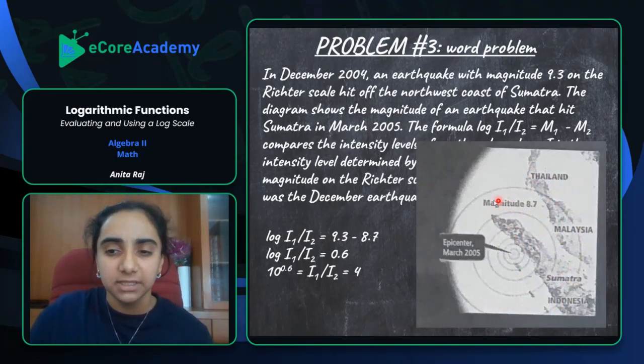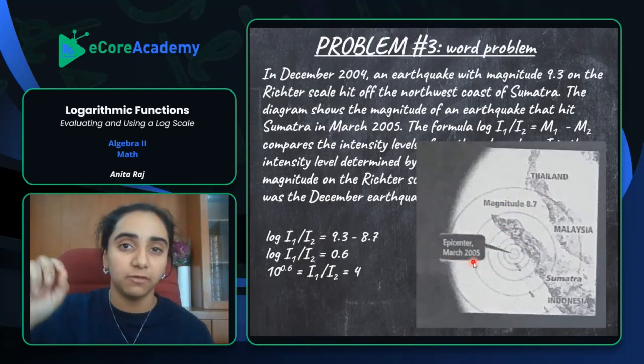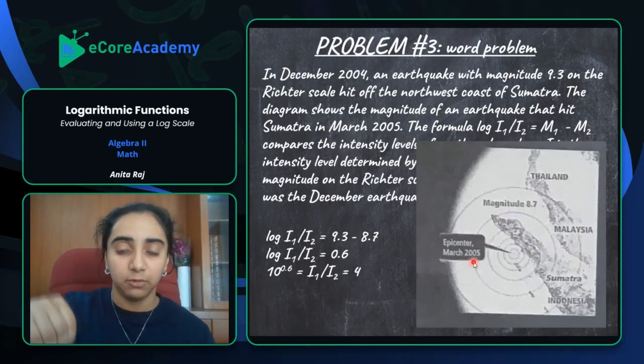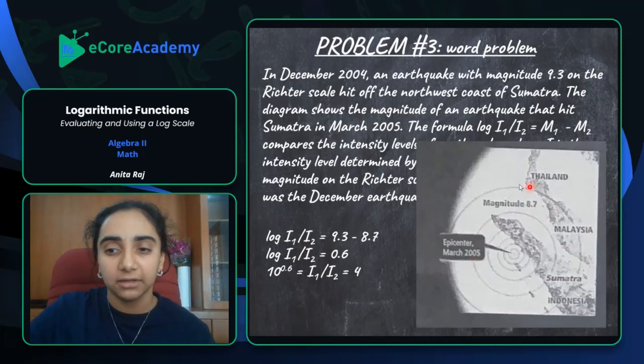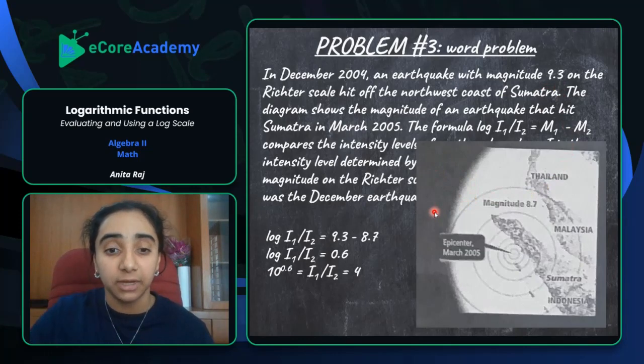So here we can see this is the March earthquake, and this is the epicenter. So the epicenter is a location on the surface of the earth right above where the earthquake is happening within the crust. So the magnitude of this earthquake we're being told is 8.7 compared to the magnitude of the December earthquake, which is 9.3. So we're trying to determine how intense were these two earthquakes compared to each other.